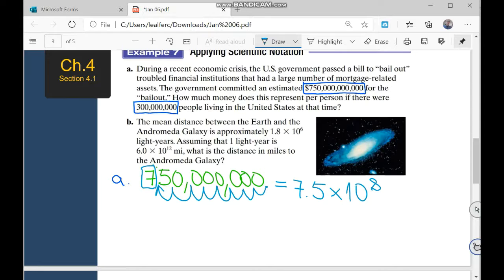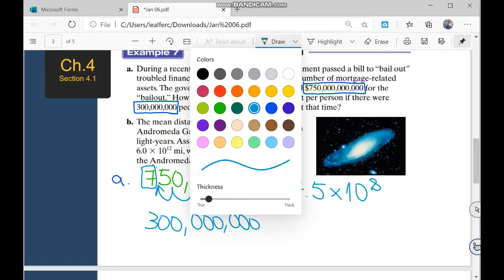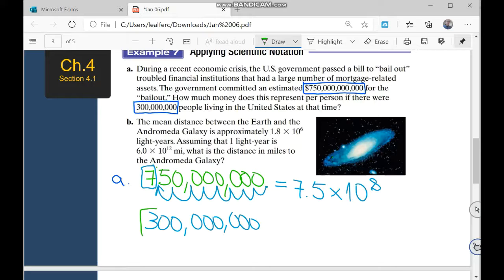And let's do the same thing. The other number that we have is 300 million. And we're going to do the same thing. Identify the first digit, which is 3. We're going to move the dot, the point, right after the 3. 1, 2, 3, 4, 5, 6, 7, 8.